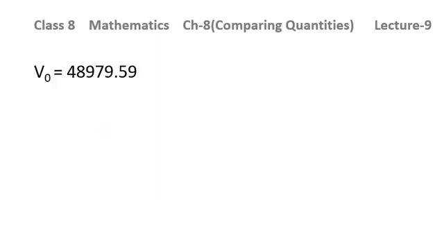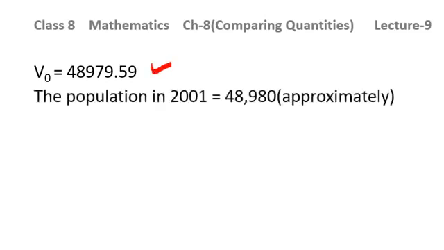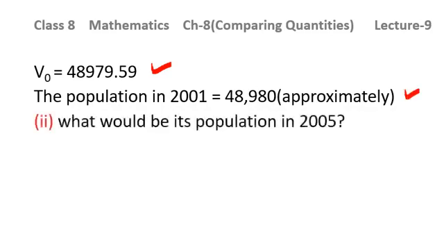So after solving, you will be getting the value of V naught as 48,979.59. So the population in 2001 will be 48,980 approximately. Coming to the second part, here what would be its population in 2005?